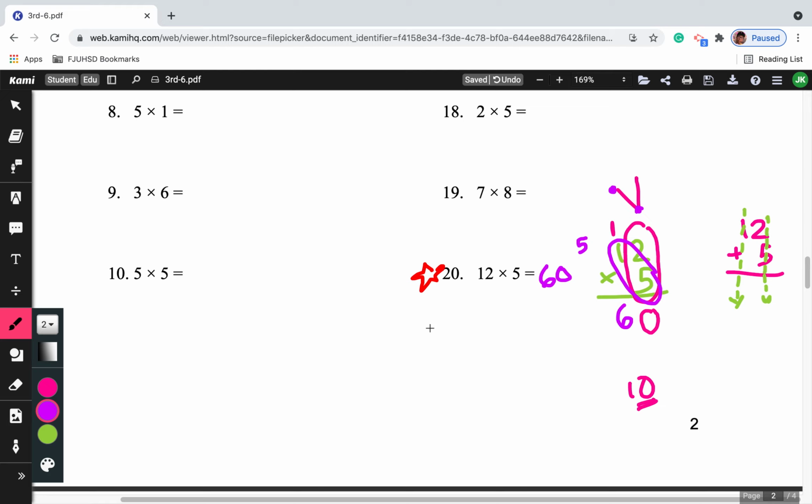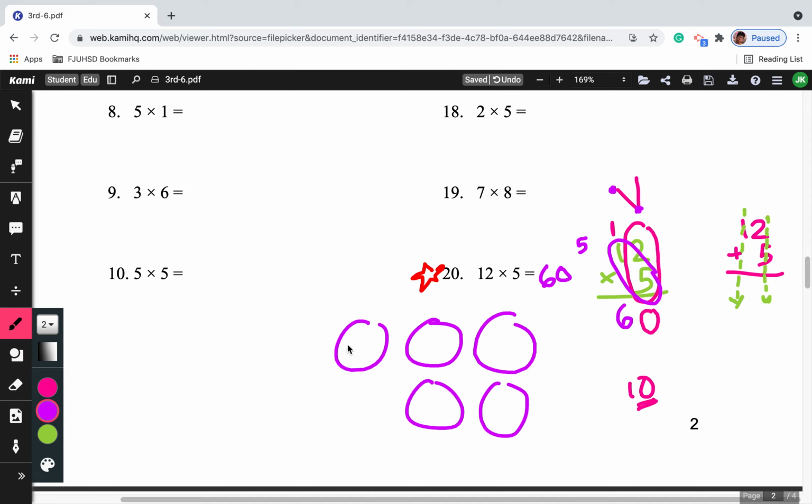If you want to check your answers, you can try adding 12 5 times, like 12 plus 12 plus 12 plus 12, plus 12. So that's 48 plus 12, which is 60. And that's correct.